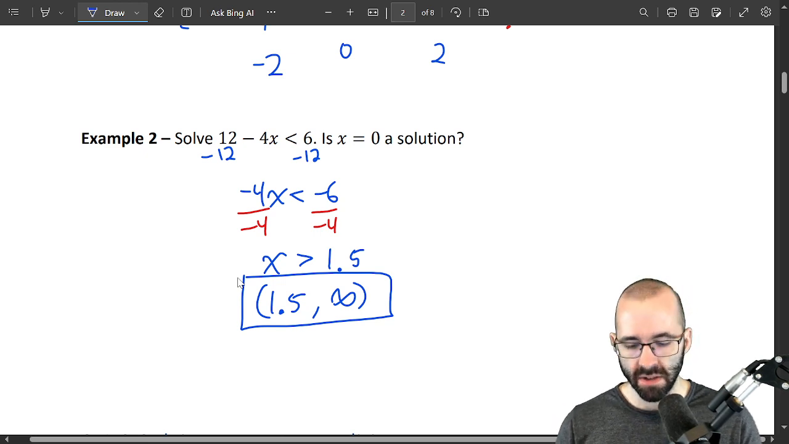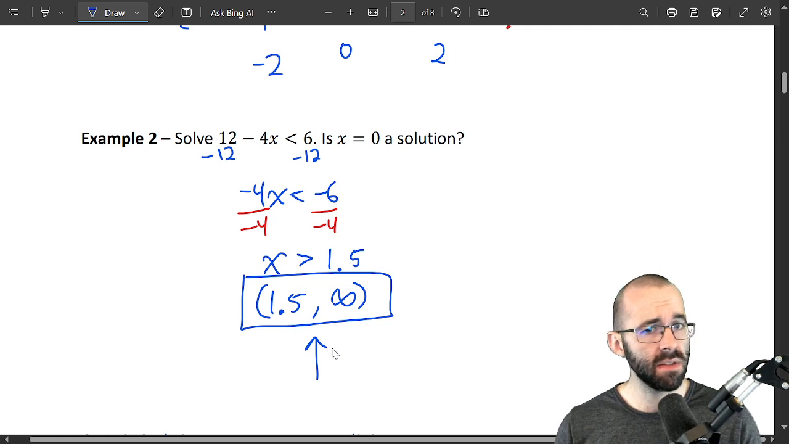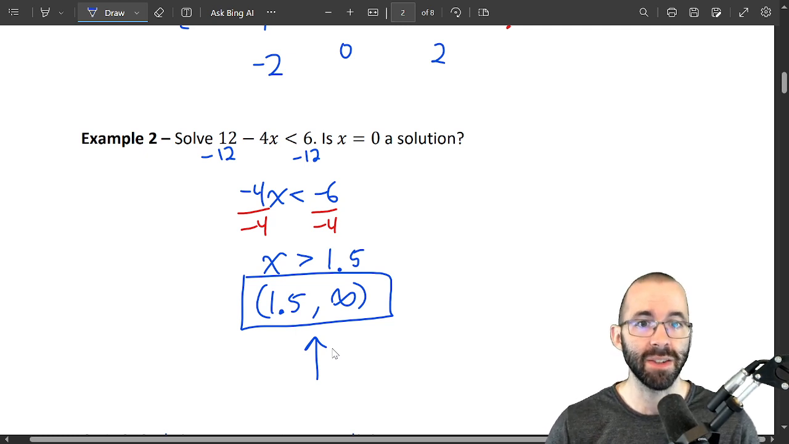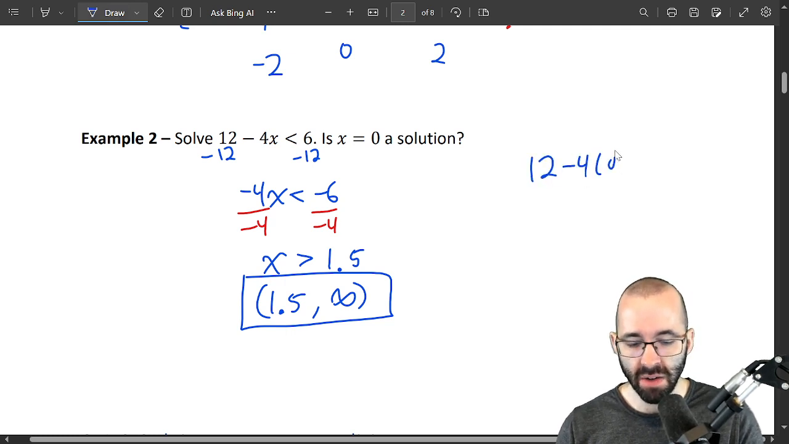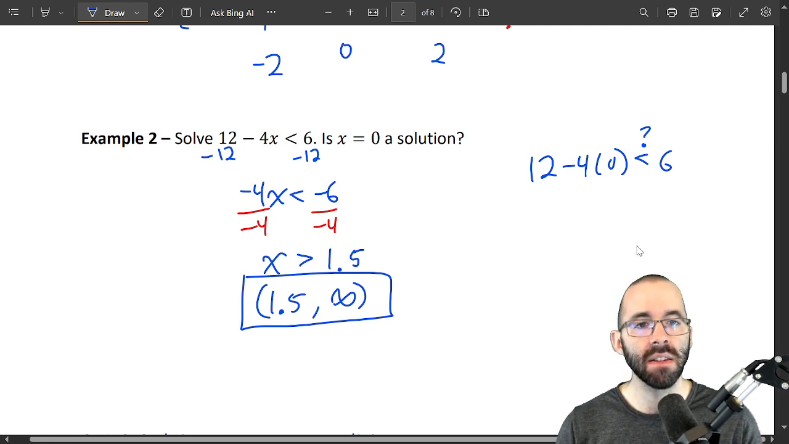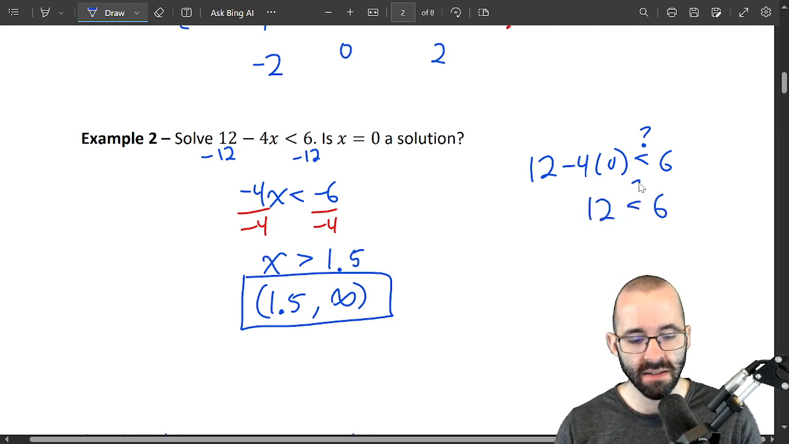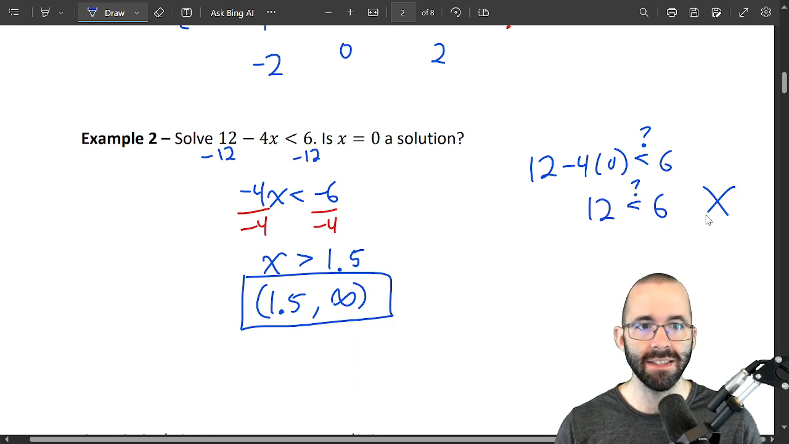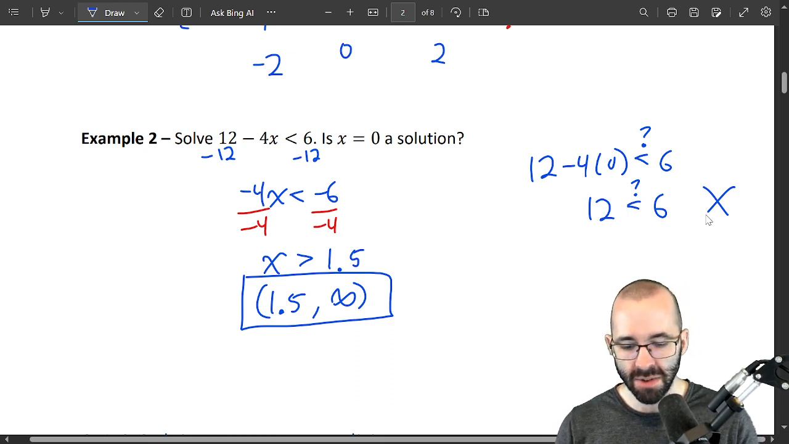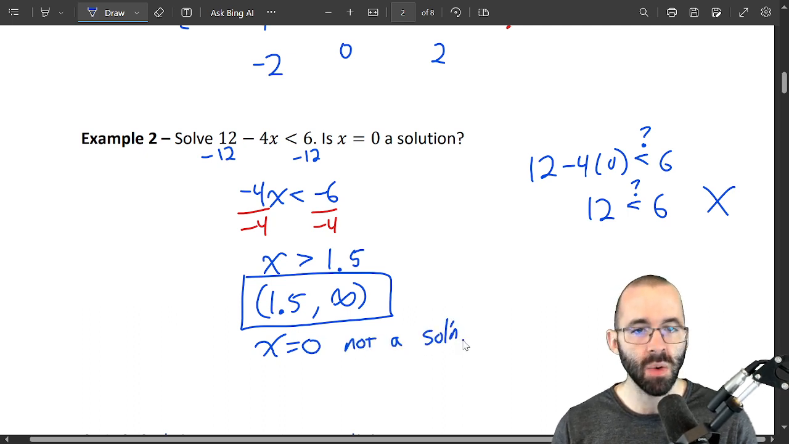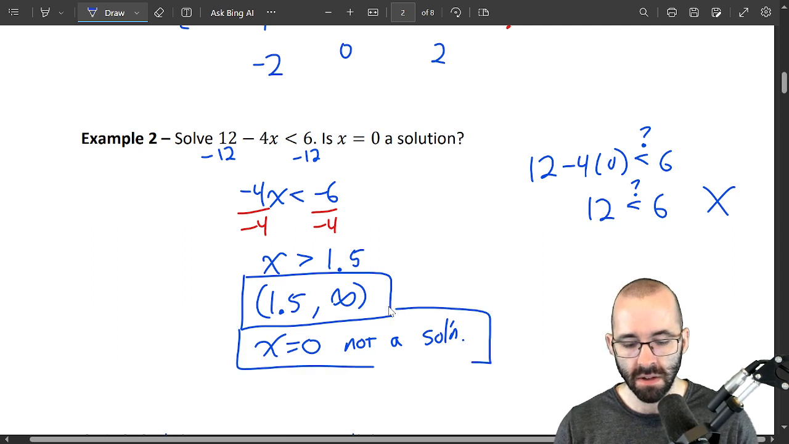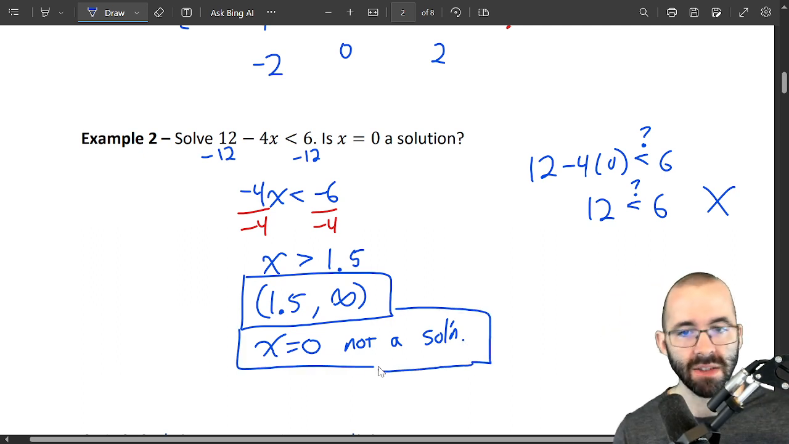So is 0 a solution? 0 is not in this interval, so hopefully it's not a solution. Otherwise, we're wrong. That's a good way to check whenever you have negatives. So we think 0 shouldn't be a solution, but let's check. Is 12 minus 4 times 0 less than 6? Well, is 12 less than 6? No, I don't think so. So x equals 0 is not a solution. It does not make this inequality true. It makes it false. So that's why it's not a solution.